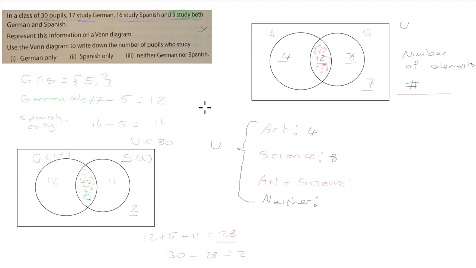So this number here is the answer for part 3. So that's that one. Spanish only, so it's this one here, 11. That's part 2. And then German only is going to be this one here, and I'll just write down here, answer to part 1.